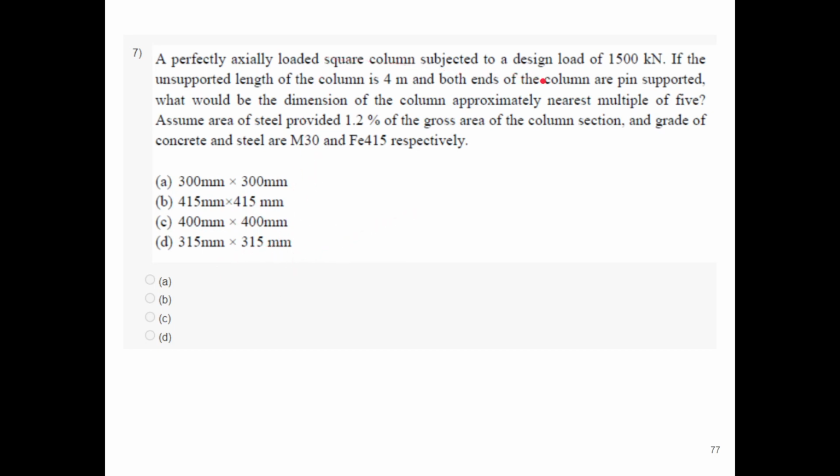So we are given a design load of 1500 kilonewton. Unsupported length of the column is 4 meter, and both ends of the column are pin supported. So that means effective length is equal to unsupported length, right? And area of steel, we are asked to assume 1.2% of the gross area of column, and M30 and Fe415 are grades of concrete and steel respectively, right? So what is the dimension of the square column?